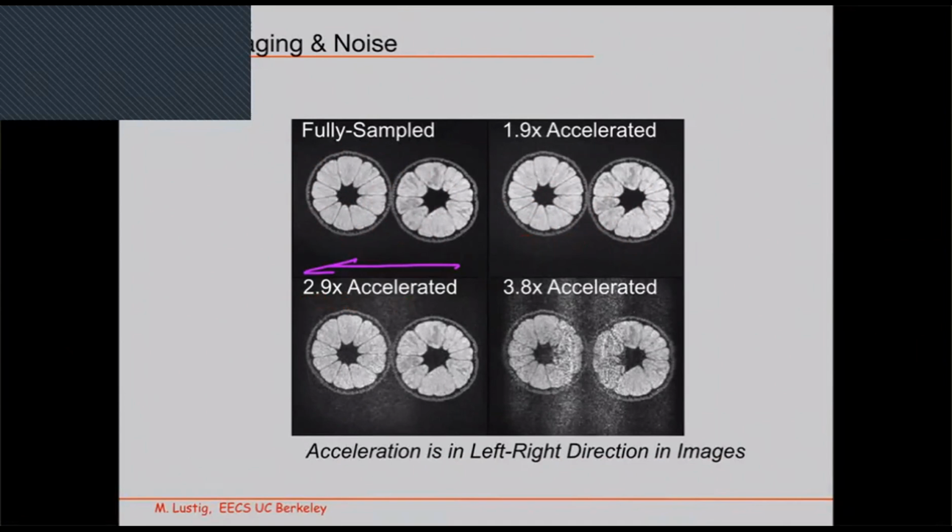Now what happens? Well, now you start seeing the effect of the G factor. You start seeing more noise. First of all, the entire image is noisier, right? Because we lost the square root of 3, or 2.9, in SNR for sure.